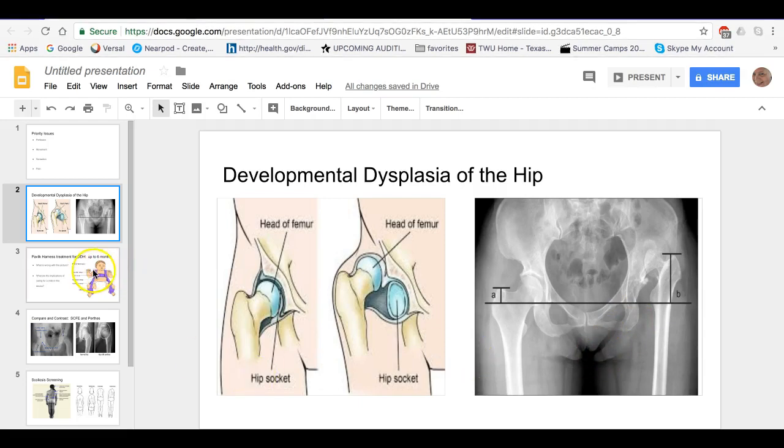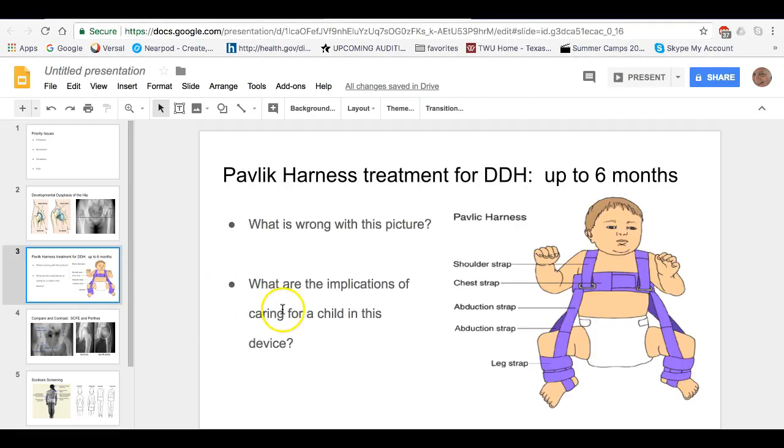That most of the time is treated if they're under 6 months of age or up to 6 months of age. They're put into a harness, what we call a Pavlik harness, and that keeps the head of the femur in the acetabulum. This is what the harness looks like. I want you to take a look at this and tell me what's wrong with this picture. So when you come to class, be prepared to talk about what you think is wrong with this picture, and also what are the implications of caring for a child in a harness like this.